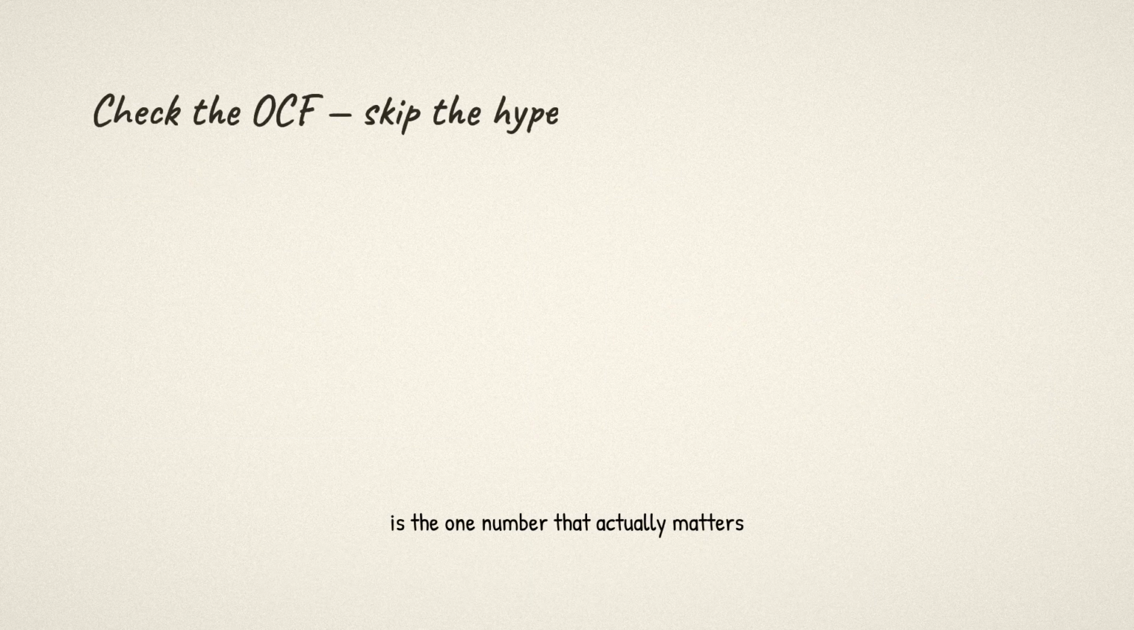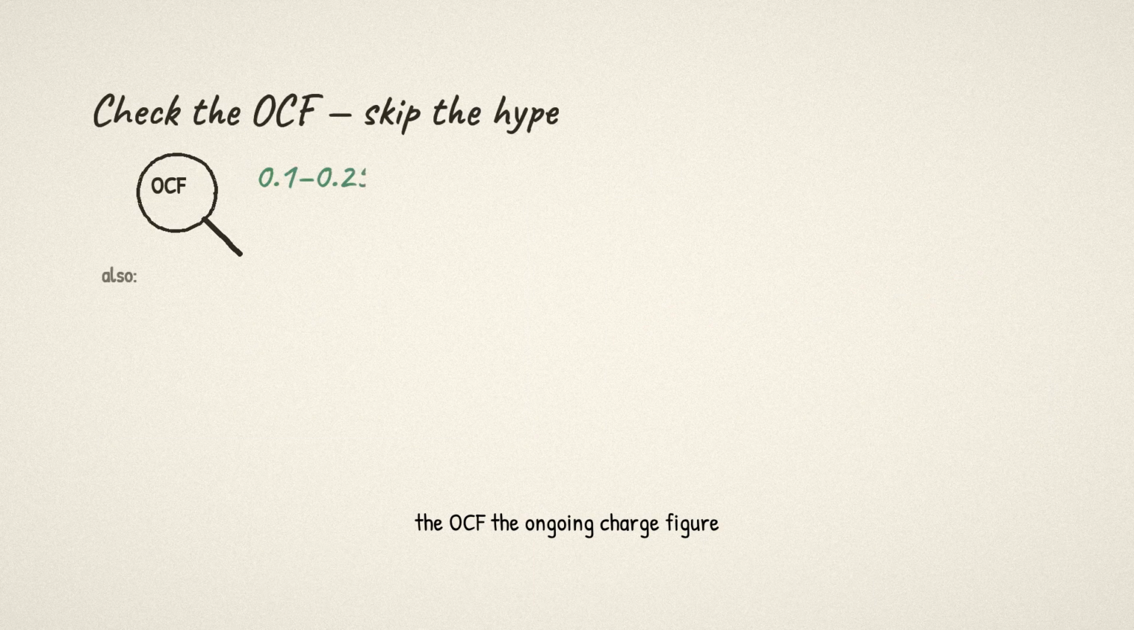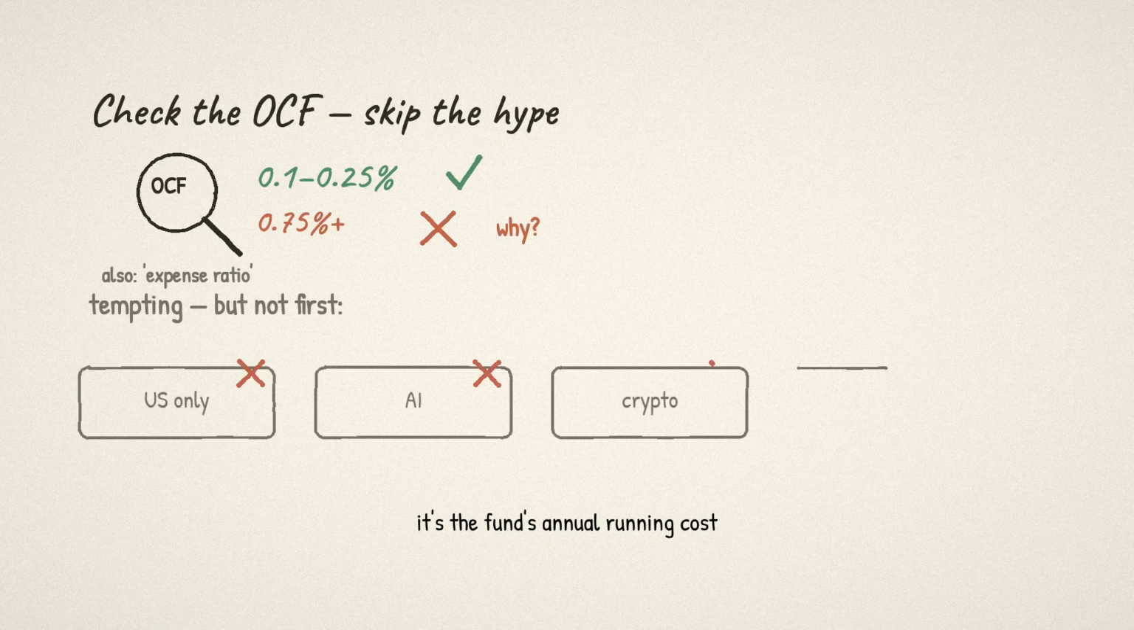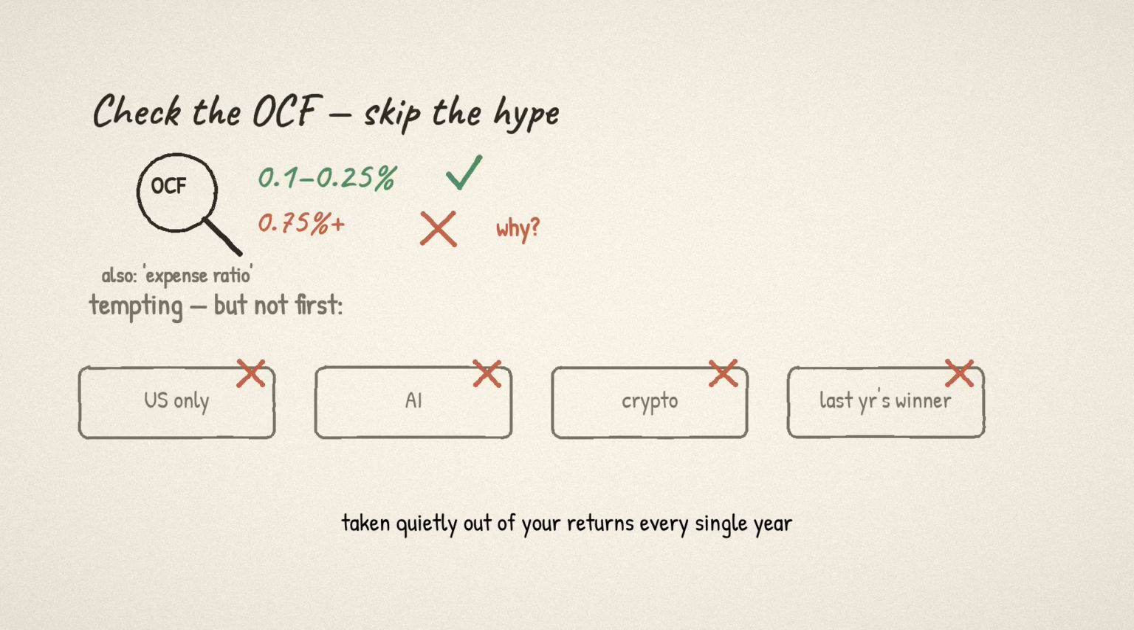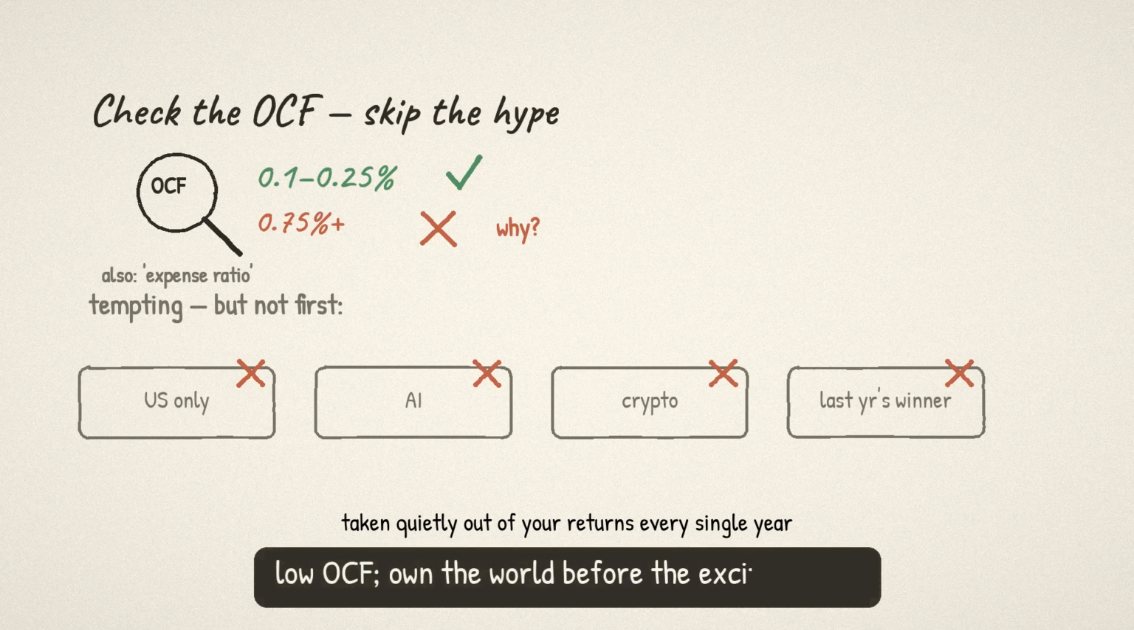The third decision is the one number that actually matters: the OCF, the ongoing charge figure. It's the fund's annual running cost, taken quietly out of your returns every single year. For a simple global tracker, this should be tiny, somewhere around 0.1 to 0.25%. If you find yourself staring at something charging 0.75% or more, that's your signal to stop and ask why.